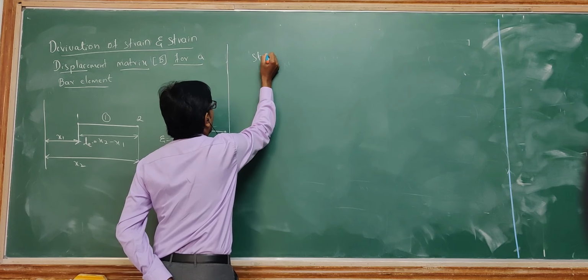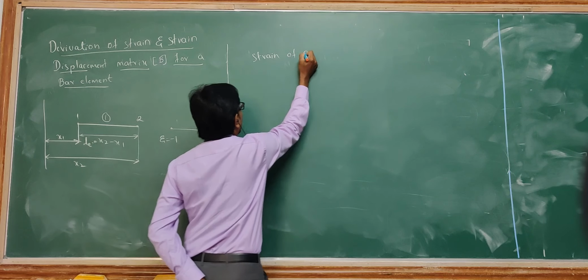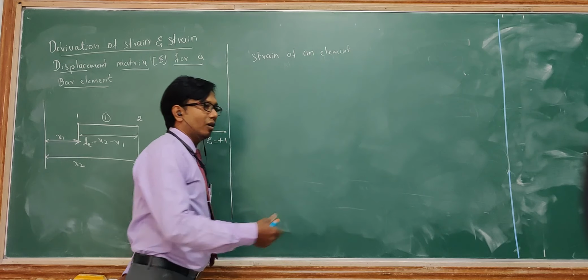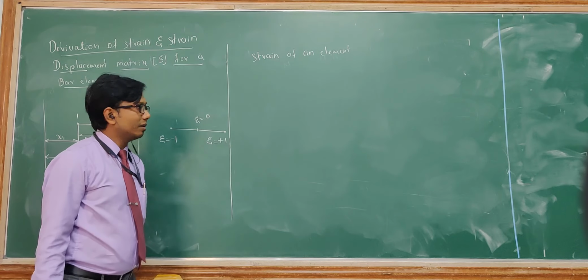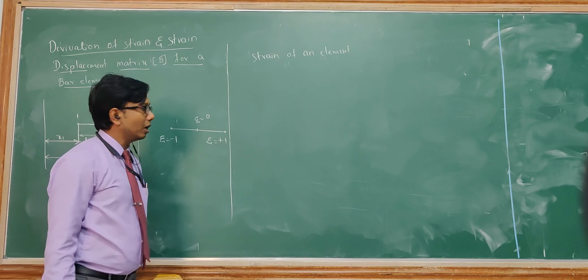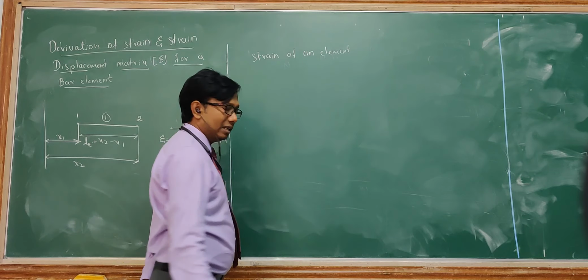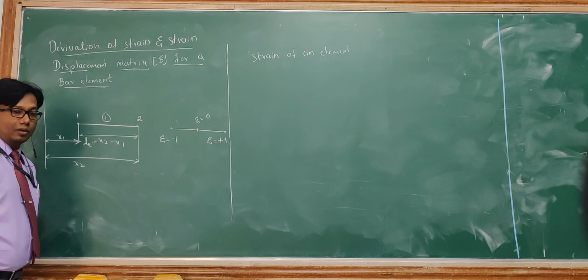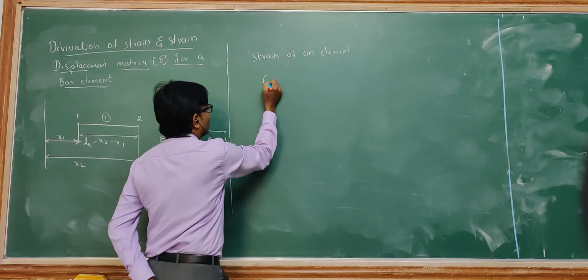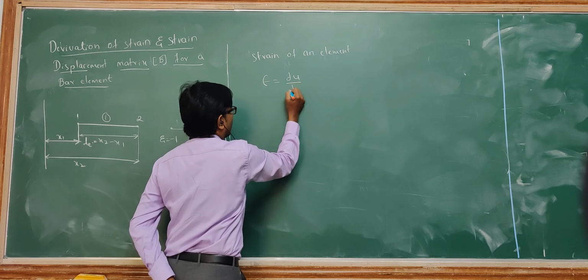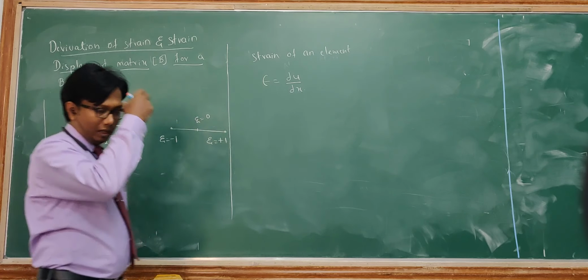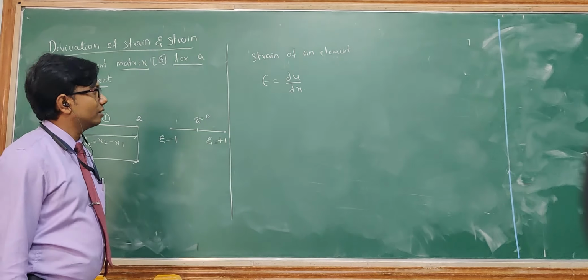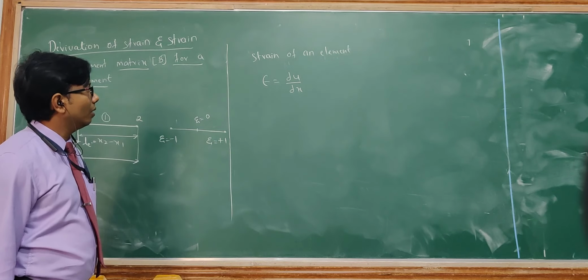Strain of an element. From your first chapter, we have studied how to write a strain equation, the differential equation. Basically, we are doing 1D analysis here. So for a 1D analysis, the displacement parameter is only along the x-axis. So we will be writing the change in the displacement with respect to x, the change in length to the original length. So this is what we call a strain for a particular element.